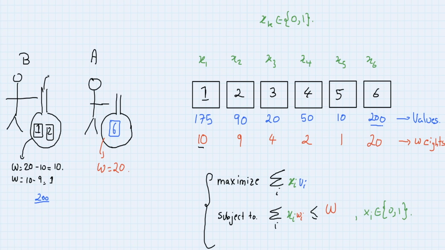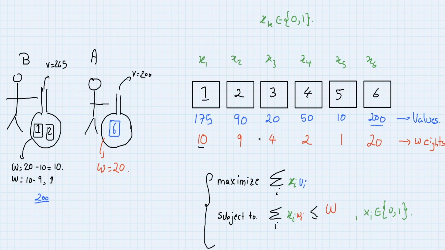So the total value I have right here is 265. Over here it was only 200. Okay, well, could I pack in some more? Well, up till now B packed in more valuable items than A. Well, could I pack in some more?